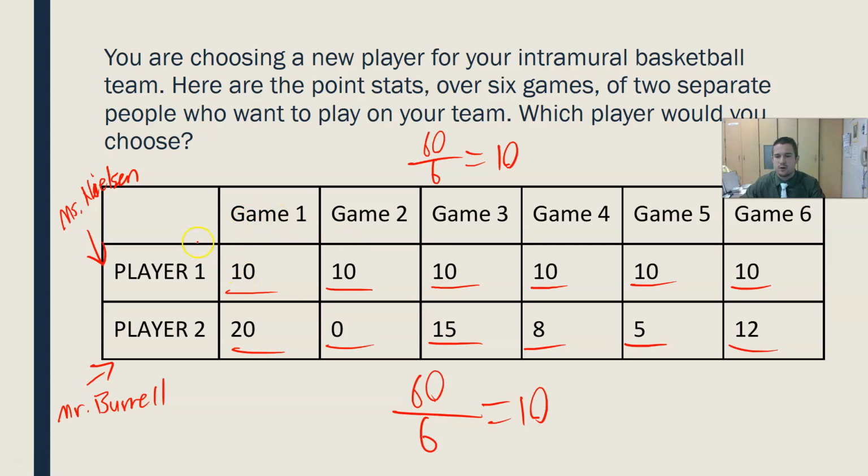The range for Mrs. Nelson is just 0 because the largest and smallest data values are the same. The range for Mr. Burrell is 20 minus 0, which is 20. So his data values, his points, are a lot more spread out. Who are you going to choose?